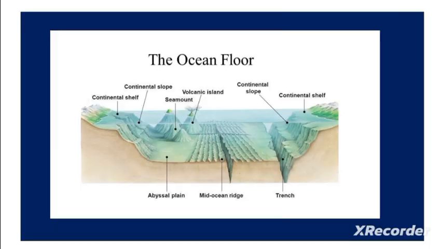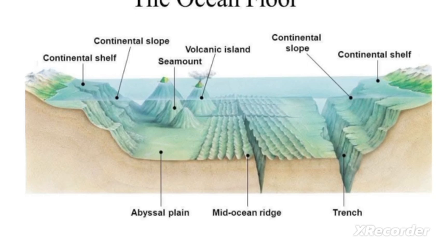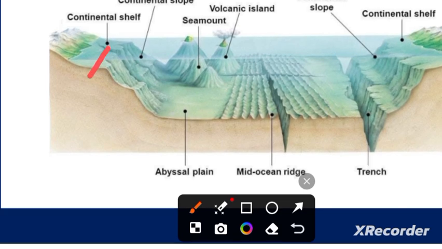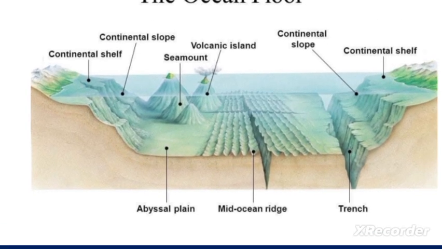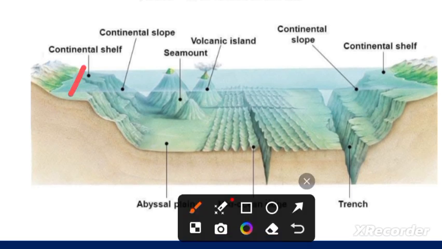There is another picture for you that will explain better. Can you see? This is the continental shelf, as you can observe over here. And the continental slope. Can you see? It's the shoreline, and from the shoreline there is a sudden drop. And what is the drop known as? It's known as the continental slope.